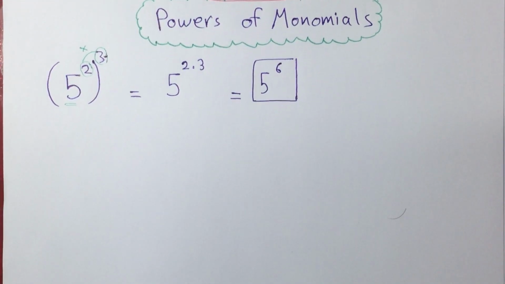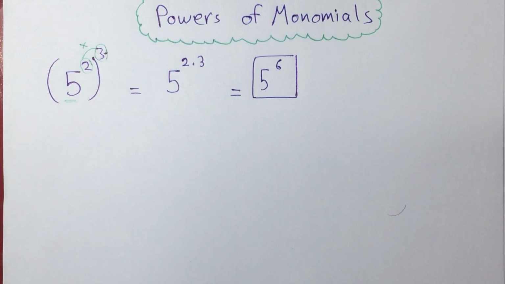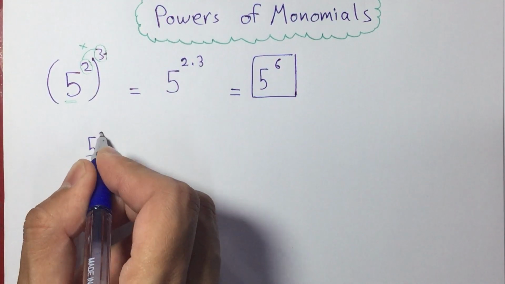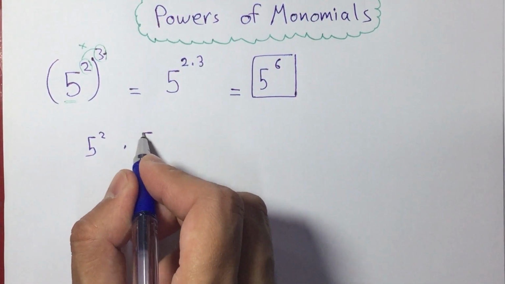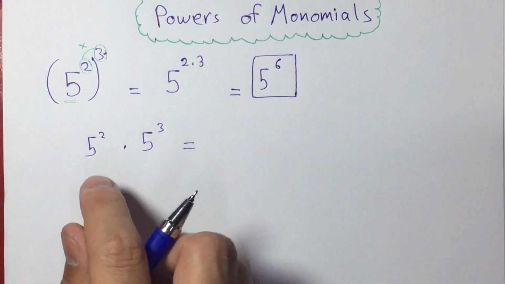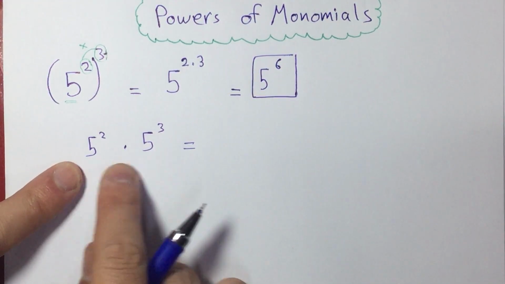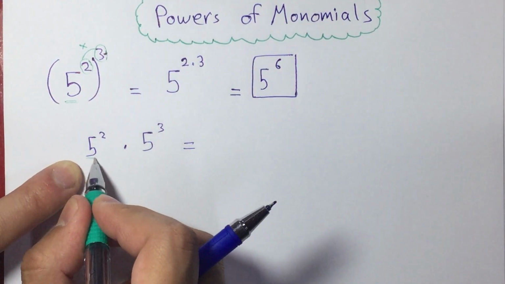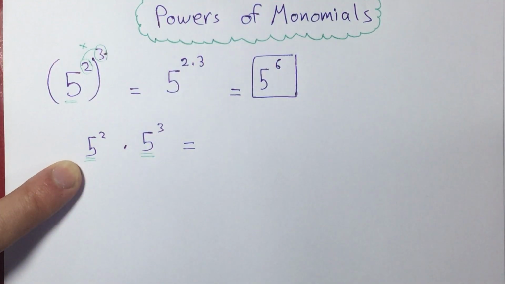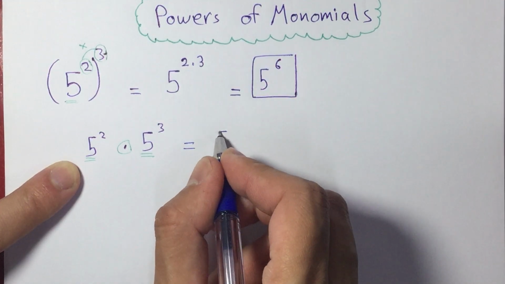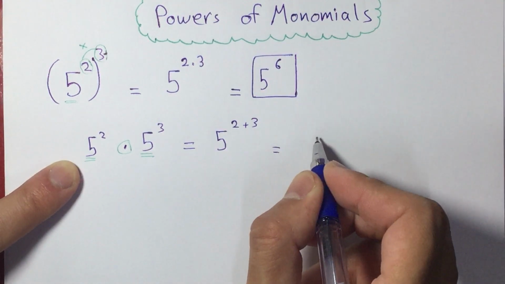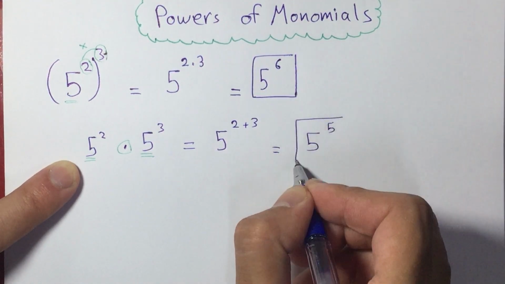This is different from calculating the power when we multiply two similar factors. Let's say we have 5 squared times 5 to the third. This is from lesson 3, and here we have the same base and a multiplication between them. So in this case we add the powers, so we write 5 to the power of 2 plus 3, which is 5 to the 5th power.